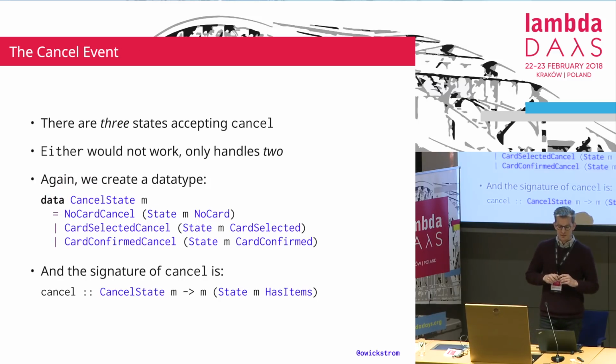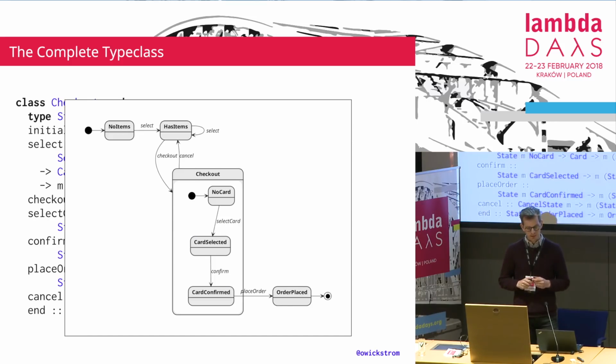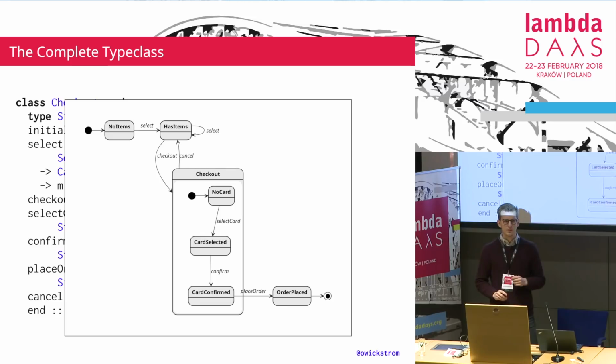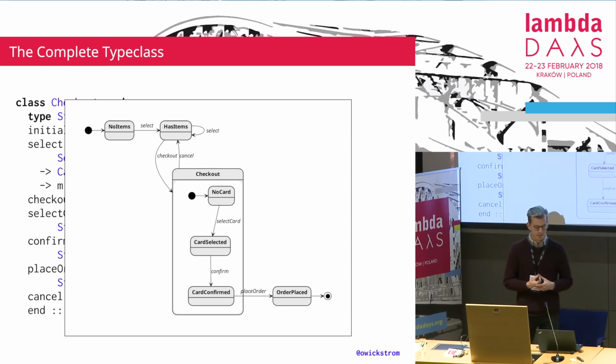In the same way, for cancel, there are 3 states accepting cancel. You saw the big box, and you can cancel all the way through. So there we couldn't use Either. It would be even more confusing. So we create the data type again, CancelState, which has 3 constructors. Same thing going on. In cancel, we pass a CancelState to it. Here is the complete type class. It's a bunch, I know. But if you squint a bit, you can see that this corresponds very nicely to the diagram we had before. This contains the same information in a way.